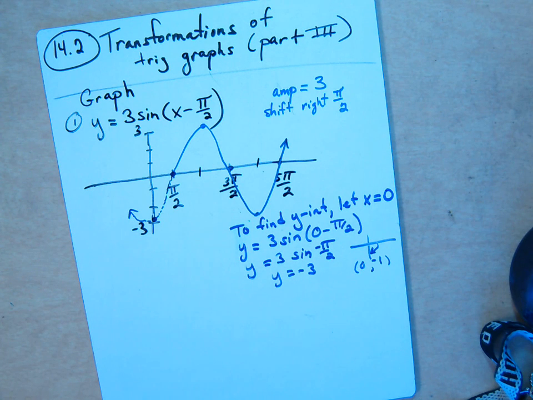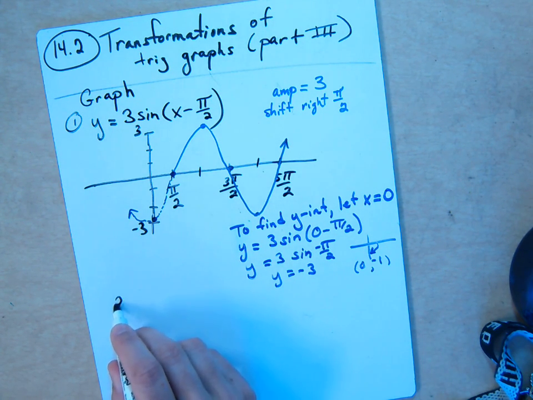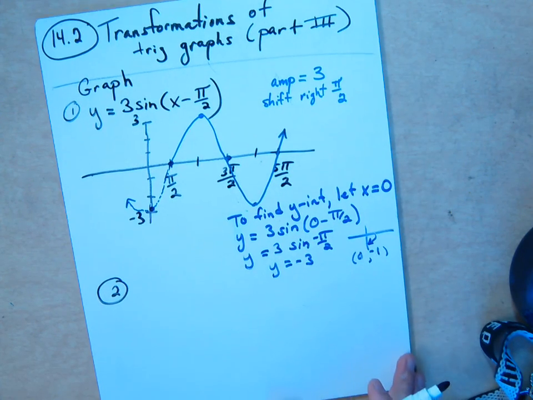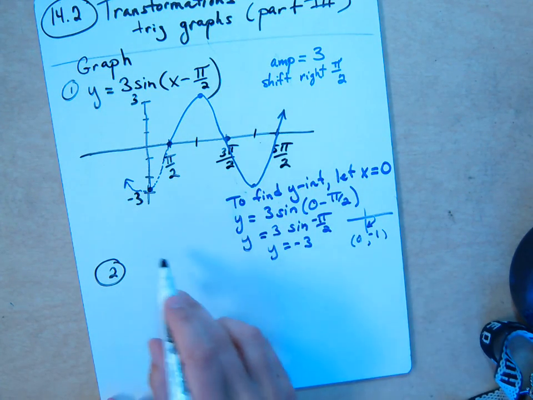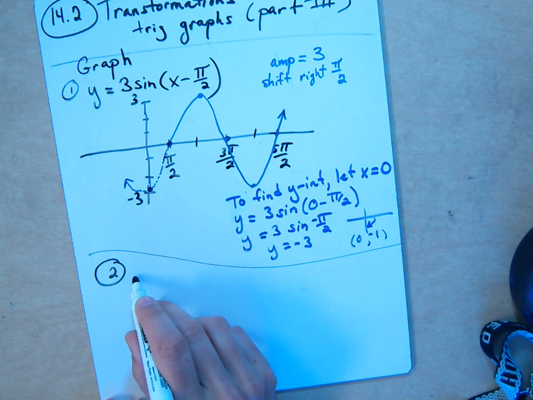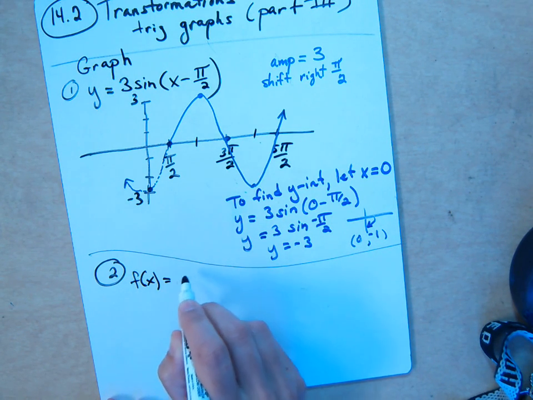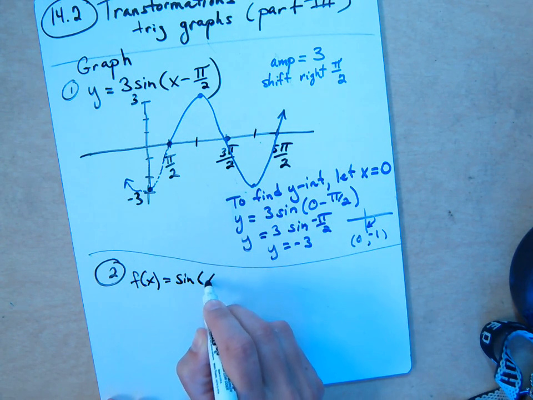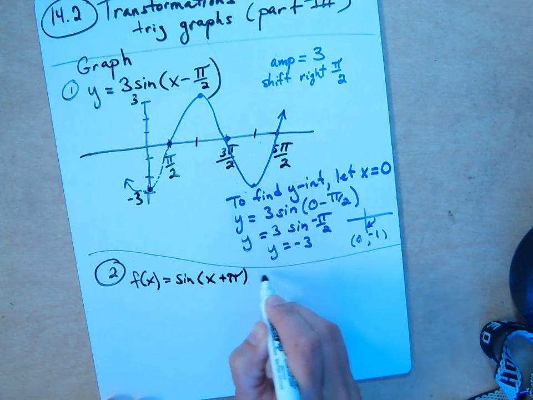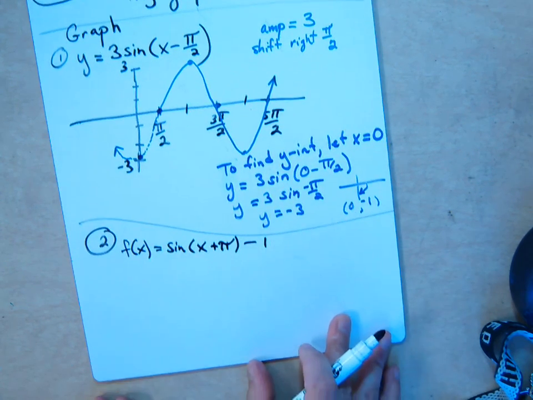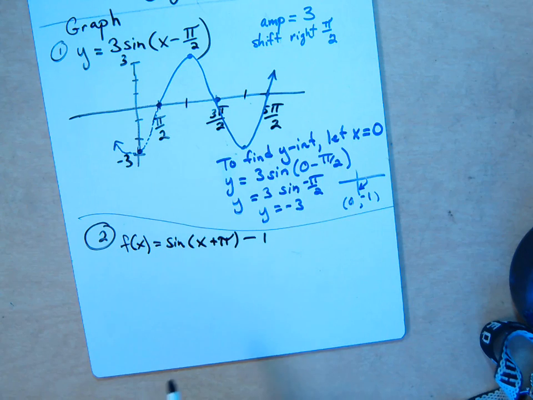Okay, we're going to do one more complete example here of graphing. Let's actually use real function notation now. Let's say f of x equals the sine of x plus pi, minus 1. Your assignment today will be practicing different graphs where we change different things. So what makes this different from the graph of sine x? What's happening?